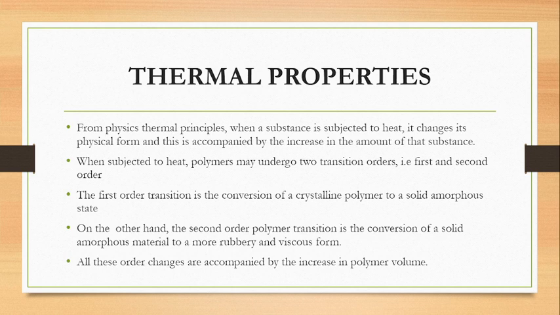There's no crystallinity there. Meaning, conversion from crystalline to a solid amorphous polymer is one order. That is called the first order change, or transition, when a polymer is subjected to it. On the other hand, the second order polymer transition is the conversion of a solid amorphous. Now, the second order change is when a solid amorphous changes to a more rubbery and viscous form.